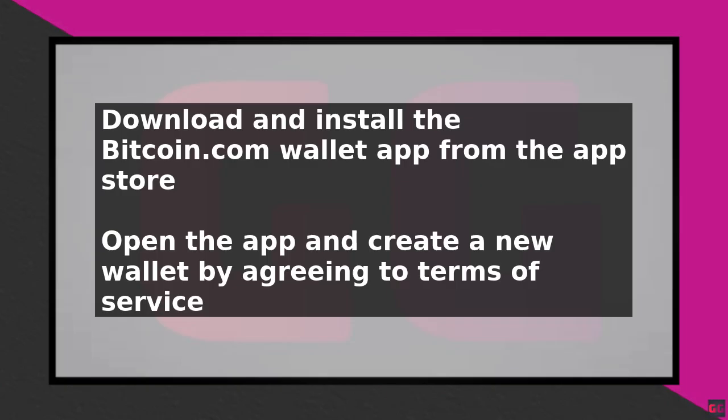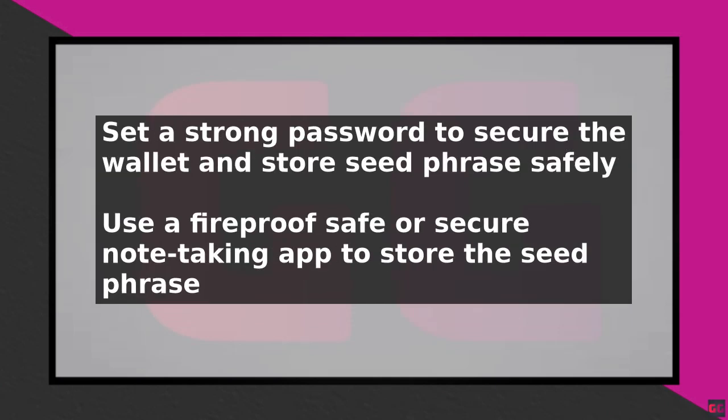Next, you will be given a seed phrase, which is a list of words used to recover your wallet in case you lose access. It is crucial to store this seed phrase in a safe and secure location, such as a fireproof safe or a secure note-taking app. After setting up your wallet, you can start sending and receiving Bitcoin and other cryptocurrencies.